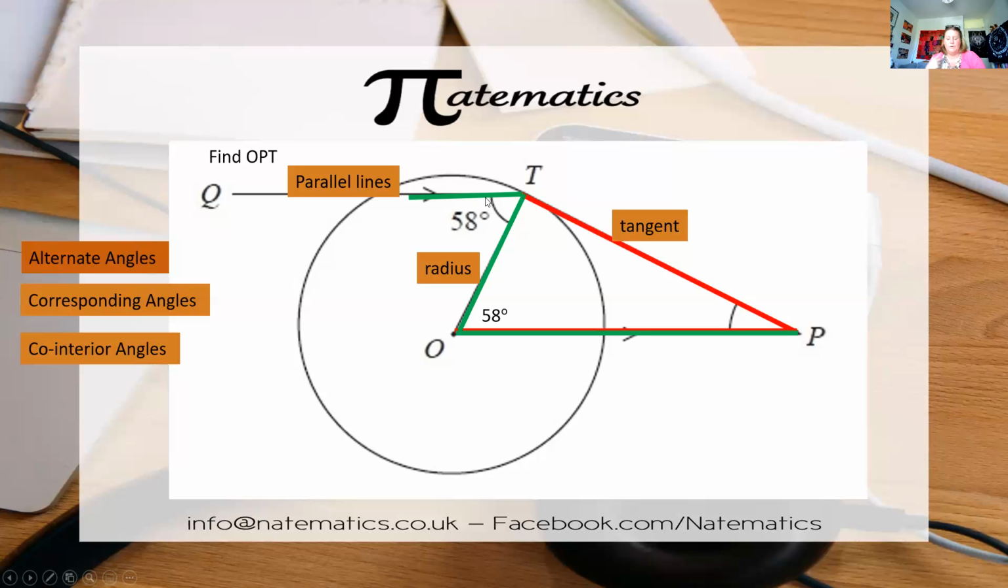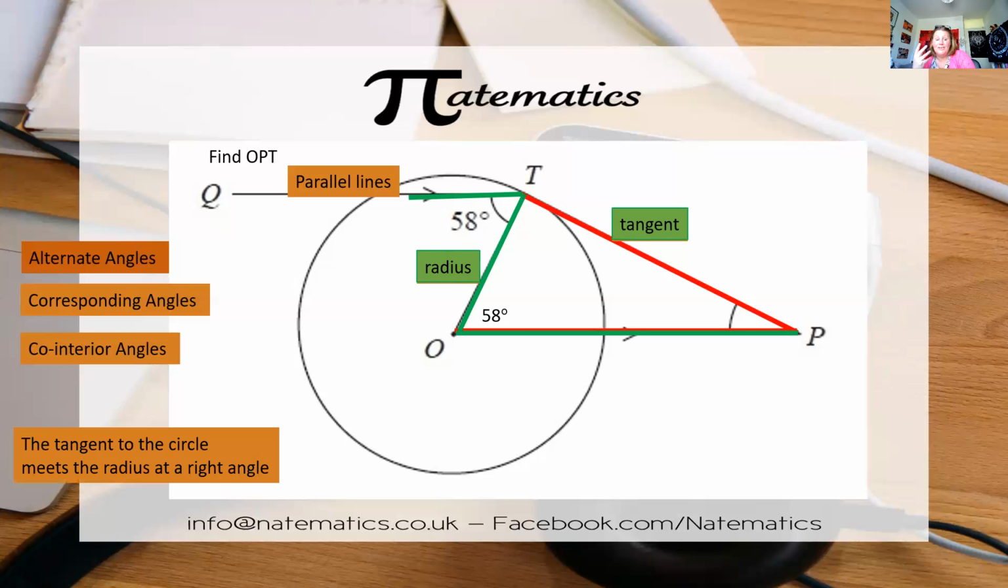Okay, so what else have we got here? Well, we've got the tangent and we've got the radius again. What's the connection between tangent and radius within a circle? It's one of the circle theorems. The tangent meets the radius of the circle at a right angle. Right angle? 90 degrees. Now, obviously, it's slightly out on there, but forgive me for that little adjustment in my editing.